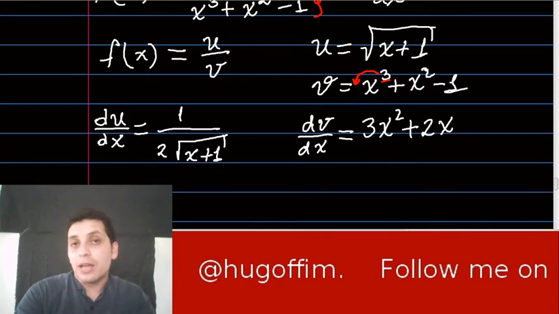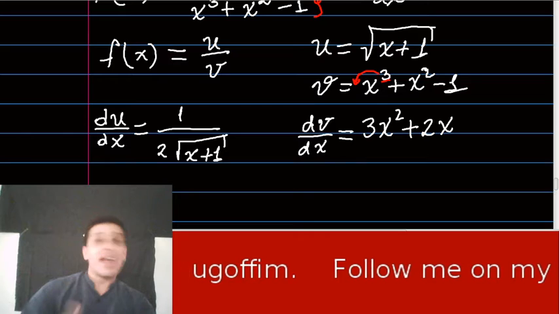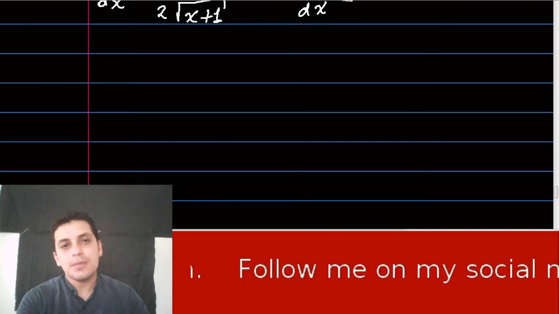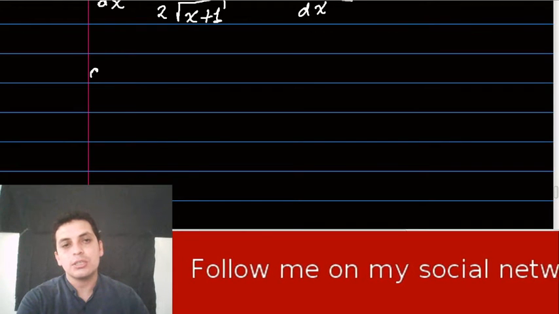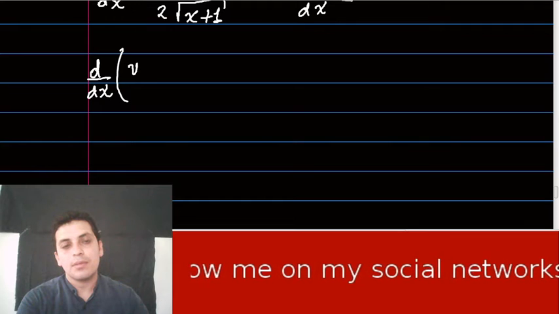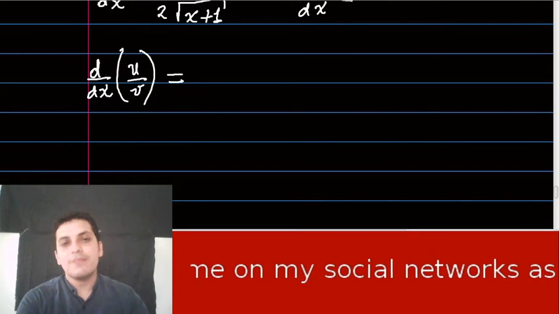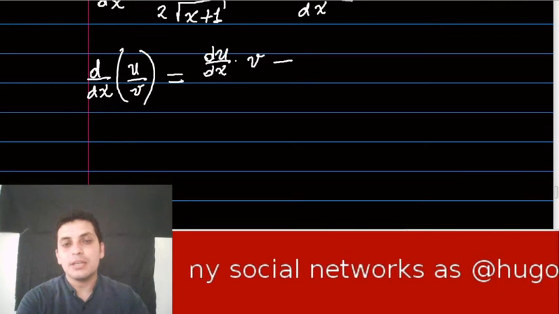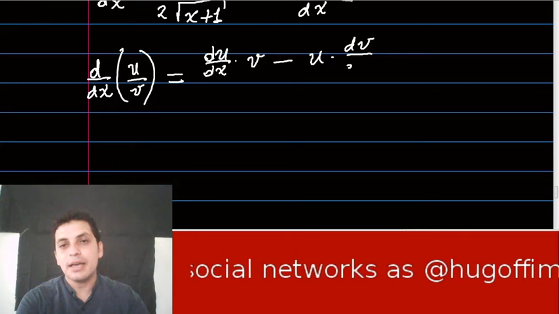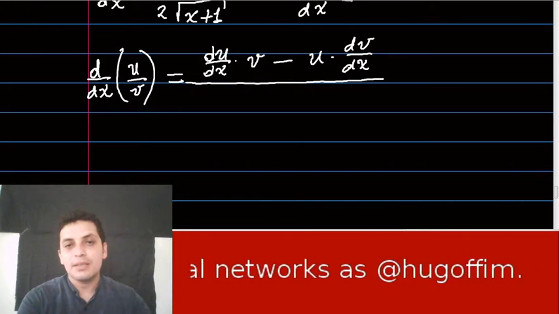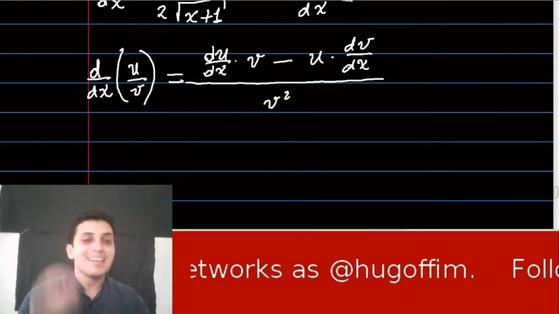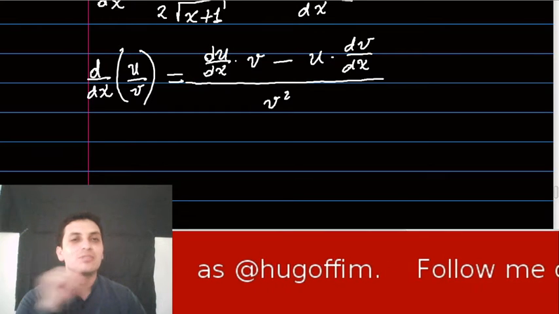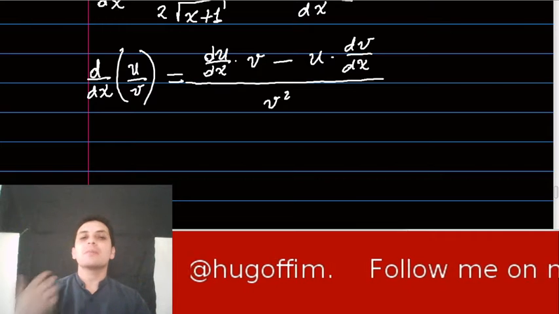Now we need the formula. So you need to go to any calculus book and find the formula when you have the division. So when you have the division of two functions, the formula will be du dx times v minus u times dv dx, divided by v squared. Okay? So what we're going to do now is just replace the values. It's something pretty simple. Just replace what we have.